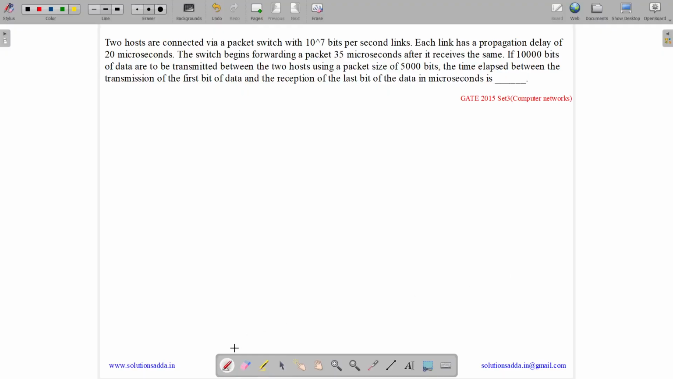This question belongs to the computer networks subject and was asked in GATE CSE 2015 Set-3. So the question states, two hosts are connected via a packet switch with 10 to the 7 bits per second links. So we have two hosts, let us suppose host A and B, which are connected by 10 to the 7 bandwidth. So bandwidth is 10 to the 7 bits per second.